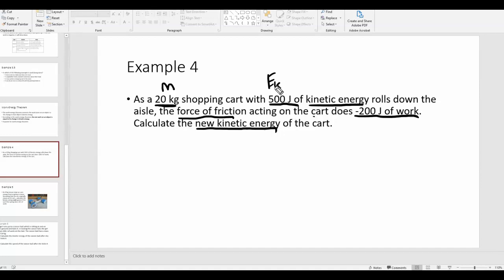Okay, so this has to be the initial kinetic energy because that's the kinetic energy at the beginning of the problem. So we write down the equation for the work energy theorem. That's equal to EK final minus EK initial. We know that the work done by friction is negative 200 joules. It's negative because friction is going to take energy away from the car. It's going to make it slow down. We're looking for the new kinetic energy, which would be EK final.